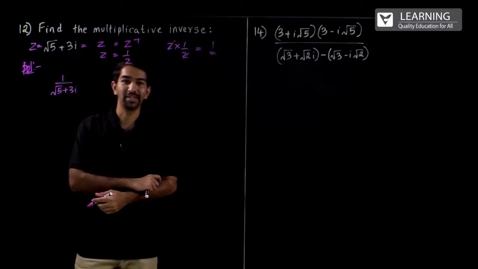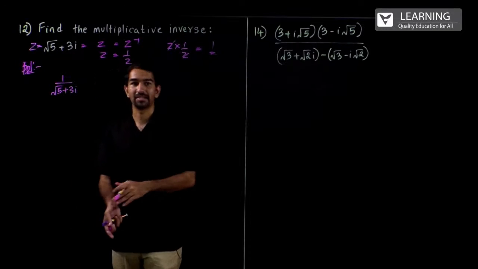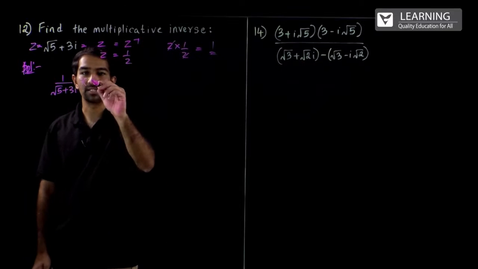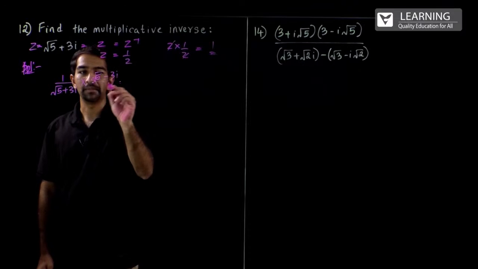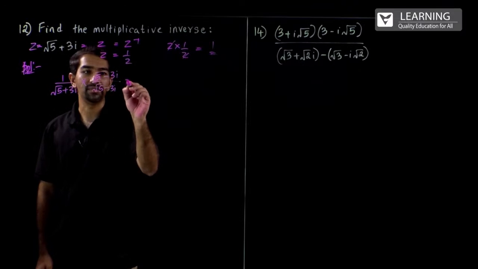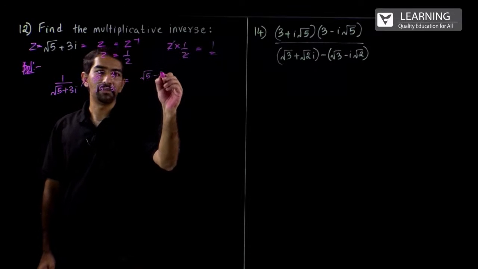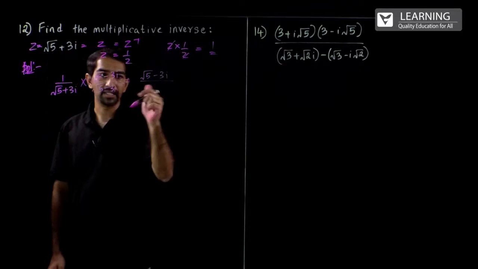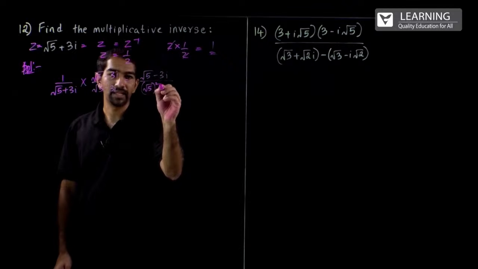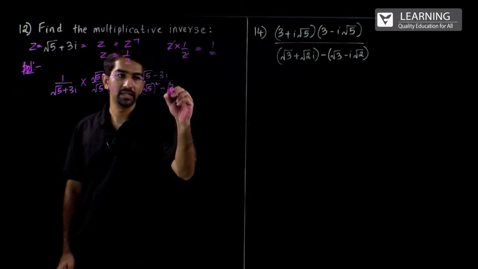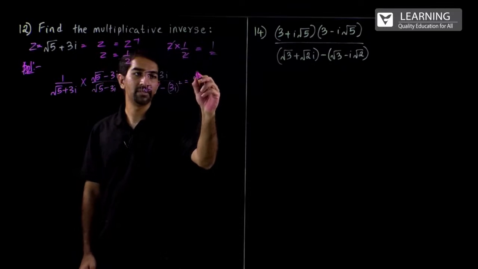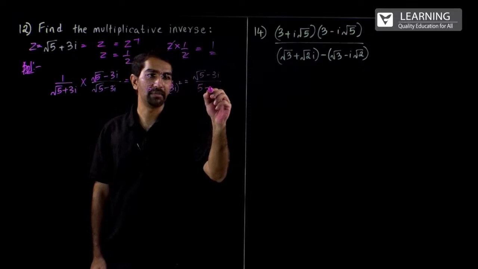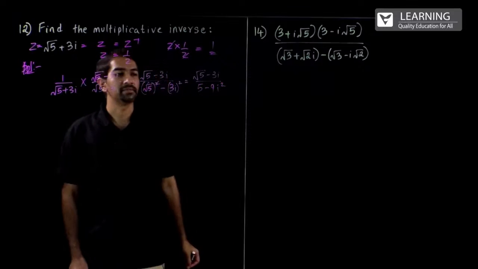And as we have learned in the previous classes, like 9 and 10, root should not be in the denominator, right? So what we'll do here, we'll rationalize: multiply by root 5 minus 3i by root 5 minus 3i, which is root 5 minus 3i by a plus b into a minus b, a square minus b square. Root 5 the whole square, minus 3i the whole square, which is root 5 minus 3i by, square and root will get cancelled, 5 minus 9i square.